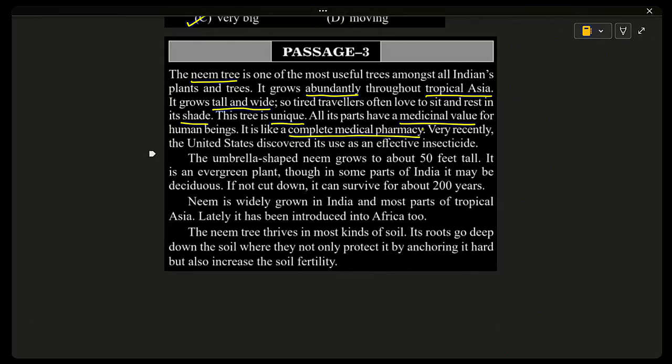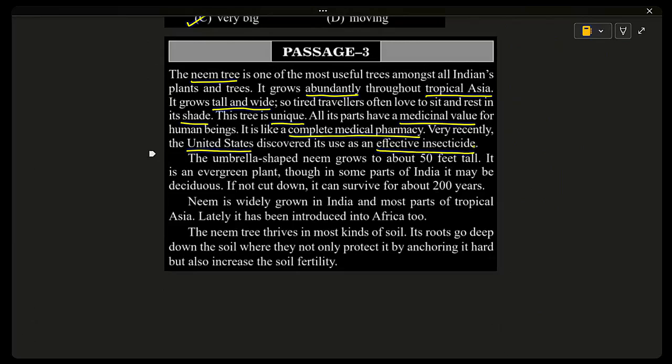Very recently, the United States of America discovered its use as an effective insecticide. What do you mean by insecticide? When you try to grow crops, the crops may get affected by some insects. These insects can be killed by using the neem leaves and the neem leaf juice, etc. So they have an insecticidal effect. Insects can be killed, that is, it can be used as an insecticide.